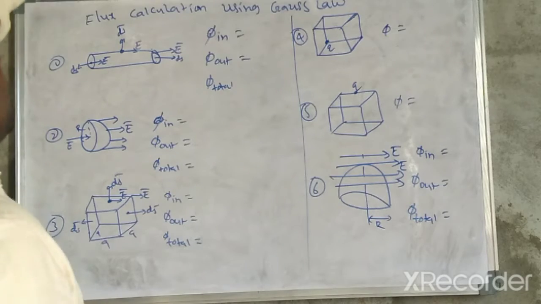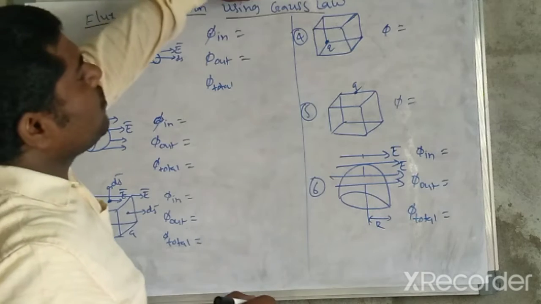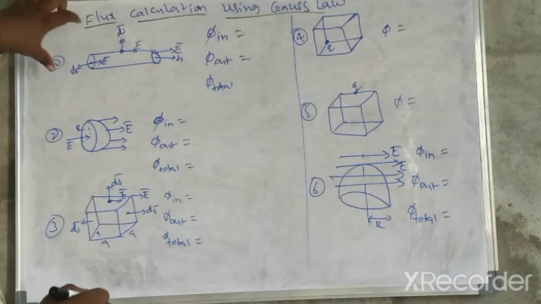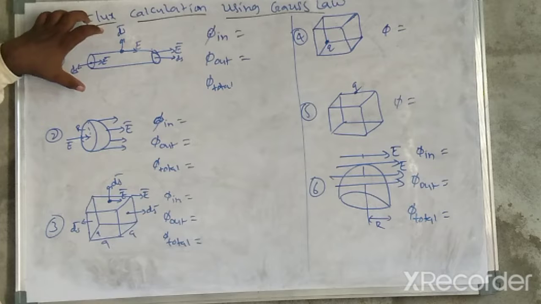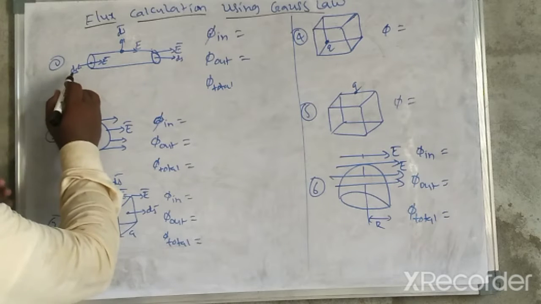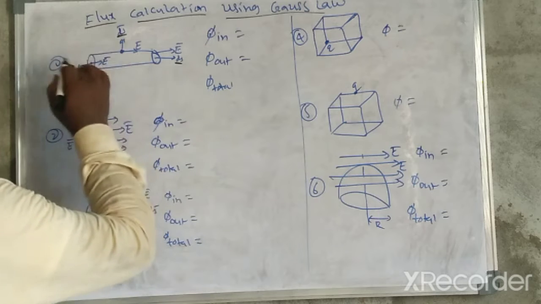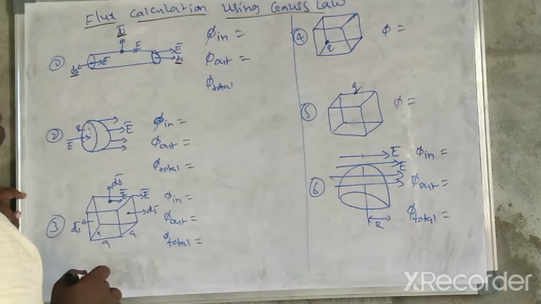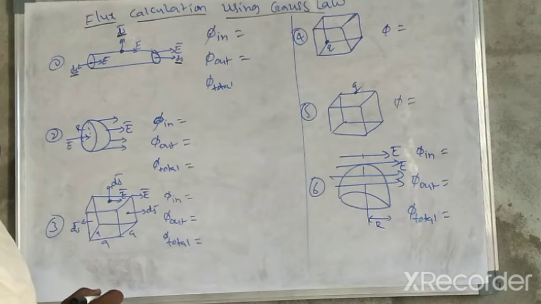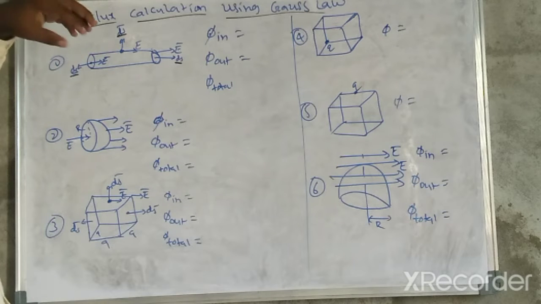Now another model, flux calculation using Gauss law. The first one is a uniform cylinder. Here the electric field passes through the cylinder, through the surface area, and here also the surface is perpendicular to the plane. So here the electric field goes into the cylinder.